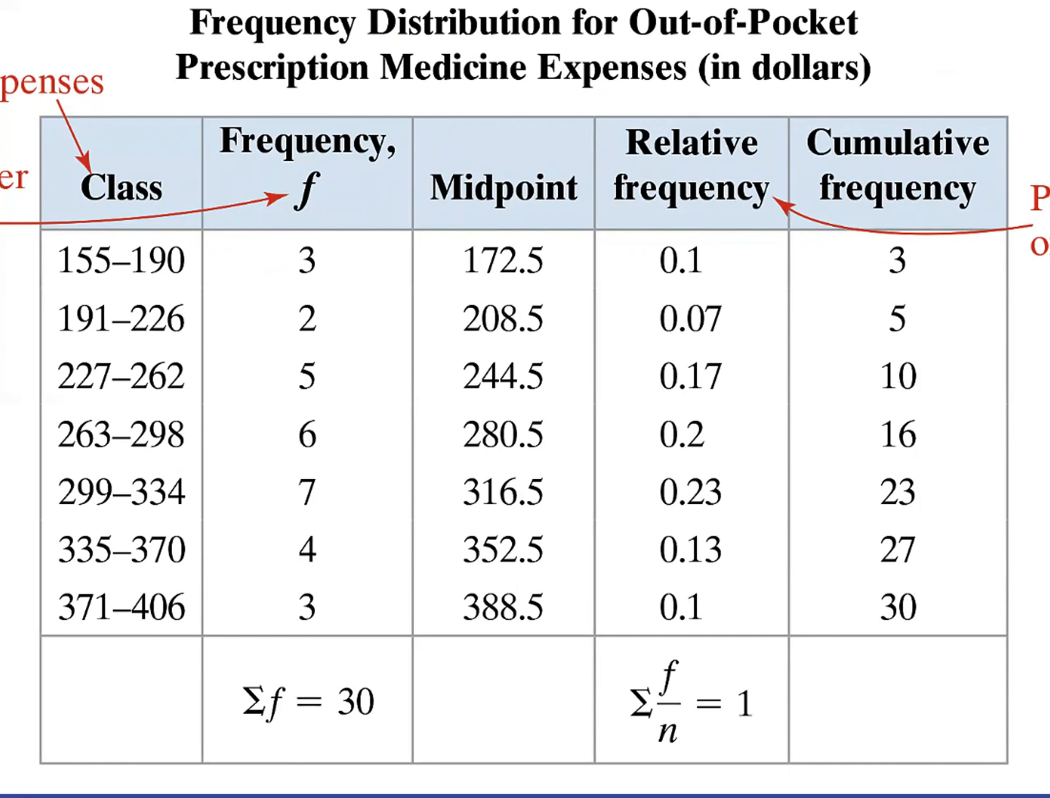About 23%, right? Almost a quarter. A quarter of the people spent in this category, right? That's 23%, kind of close to 25%. So almost half the people are in this category here.